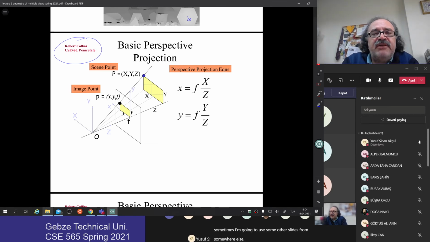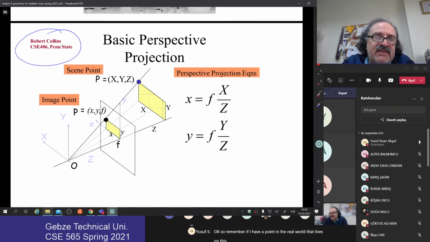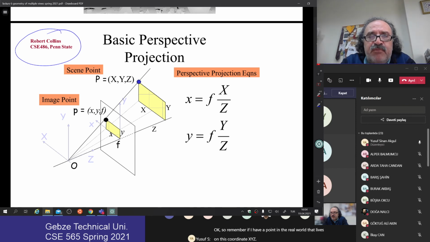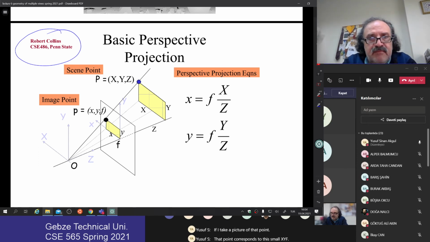Okay, so remember, if I have a point in the real world that lives at this coordinate (X, Y, Z), and I take a picture of that point, it corresponds to this small (x, y, f). The formula to derive x from (X, Y, Z) and y from (X, Y, Z) is this: x is f times X over Z, y is f times Y over Z. This comes directly from the similarity of the triangles. You remember this, right? f is the focal length of the lens that we are using. Similarity of the triangles, that's it.